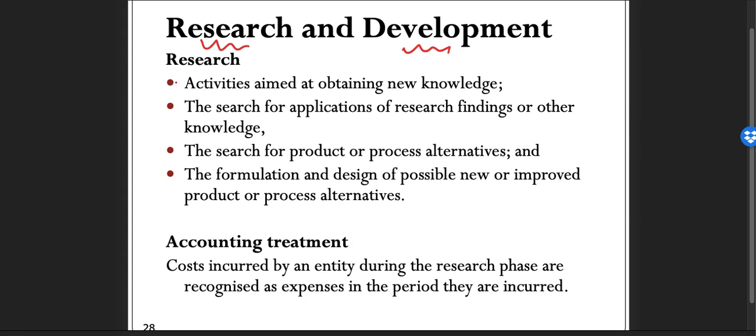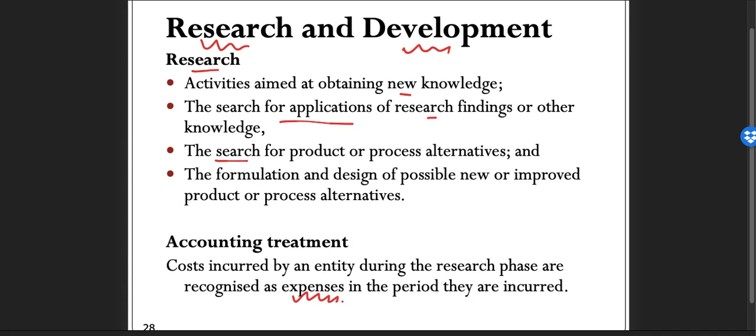Okay, so this defines research: activity aimed at obtaining new knowledge, the search for application of research findings, the search for product or process alternatives, the formulation and design of possible new ones. So these are all processes of getting new information, so that should be considered as research. So the accounting treatment for research costs incurred by the entity during the research phase is that they are recognized as expenses in the period they are incurred.